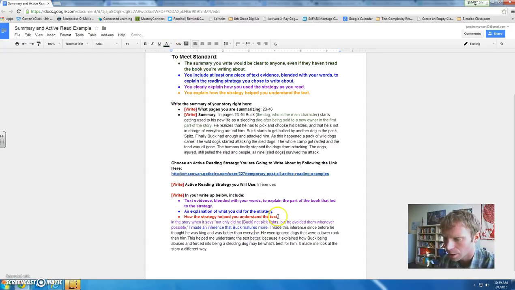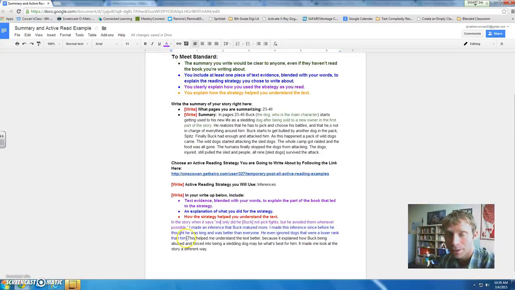Now, how the strategy helped you understand the text. "I made this inference since before he thought he was king, and he was better than everyone. He even ignored dogs that were lower ranked than him." Oh, they explain their inference even better, fully explaining what they did for the strategy. This meets standard.